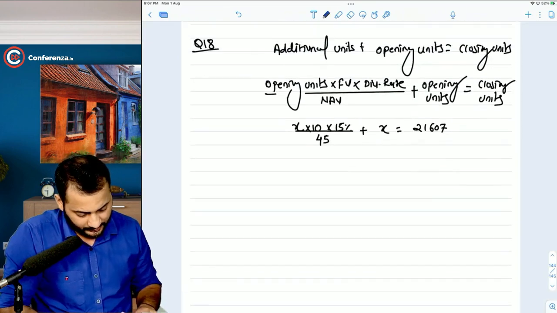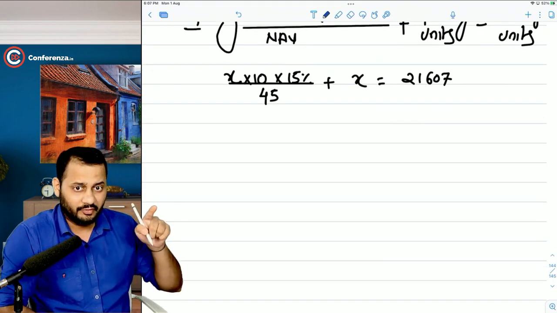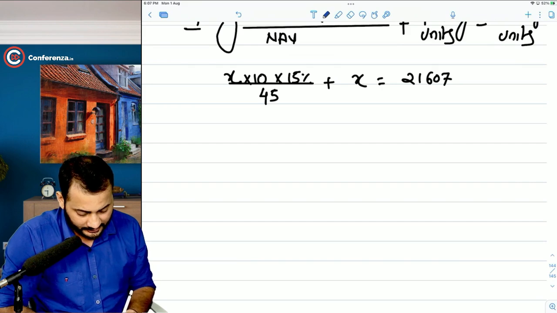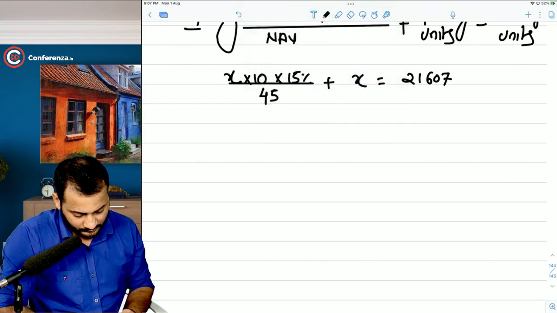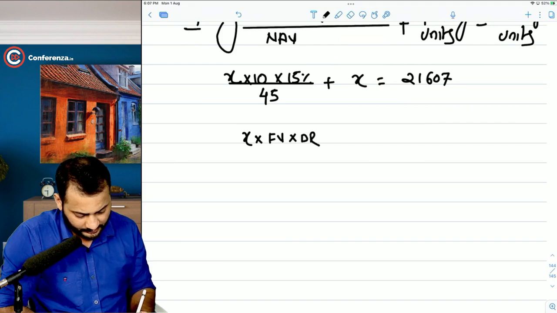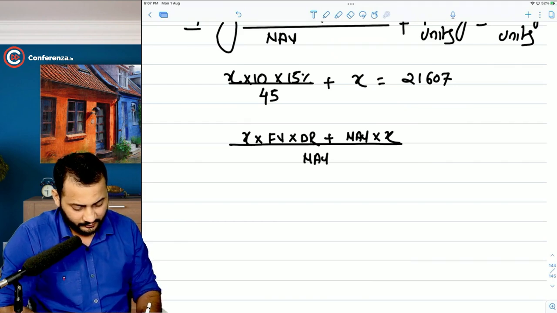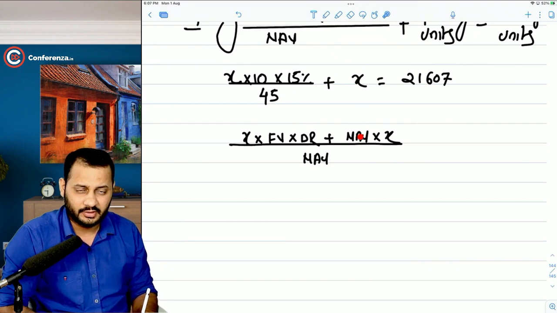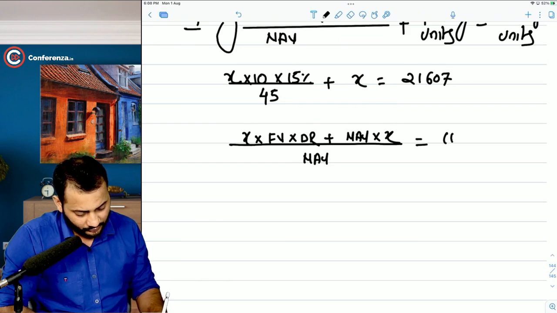So what is going to happen here? We are going to create a formula for calculating X. That's what we want, right? So this 45 will go in the numerator, and I can write X into face value into dividend rate plus NAV into X. Am I right? And then divided by NAV. This 45 will go in the numerator here and it will be written as NAV into X. And on this side we can say closing units.